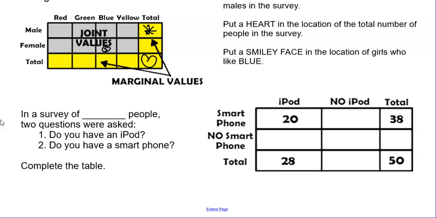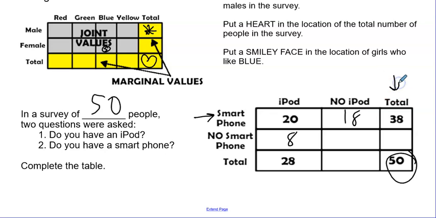So, in a survey of blank people, 2 questions were asked. Do you have an iPod? Do you have a smartphone? Complete the table. Well, here is the total, so that means there were 50 people asked. There's 28 people who have an iPod. 20 have a smartphone. That means there's 8 people who have an iPod but no smartphone, which means I just subtracted 20 from 28. Now, if I go this way, people who have a smartphone, 20 have an iPod, there's 38 total smartphone owners. If I subtract those, it's 18.